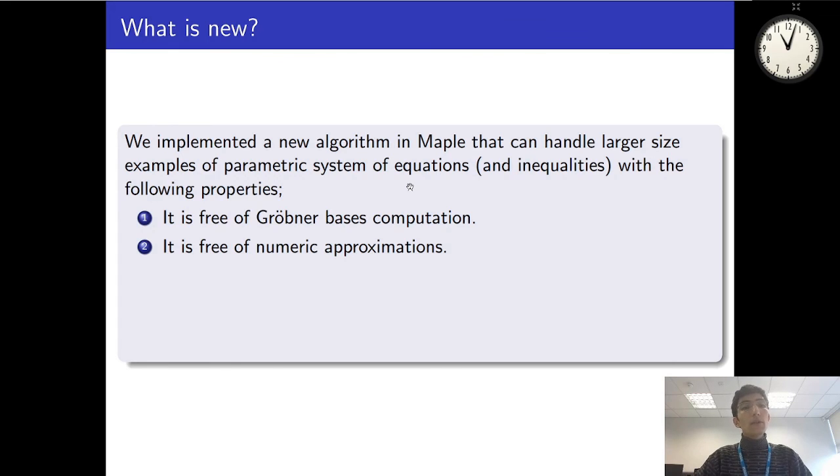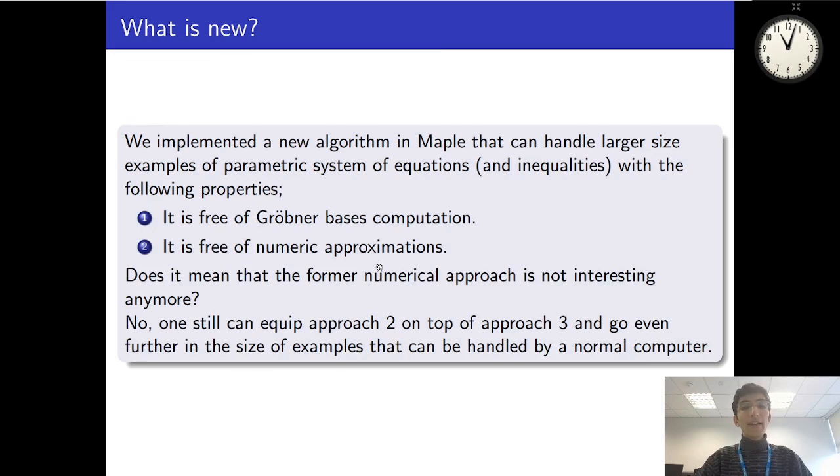Now, okay, so what is new? The new algorithm is free of Gröbner basis and is singly exponential, so it is better than the previous deterministic algorithm. It is also free of numeric approximation, so it is better than the previous year's numeric approach. And some of you may ask, now that we have this deterministic approach that could do the computation for 3-patch, is the numeric approach of the previous year useful anymore? Well, the answer is yes, it is still useful.